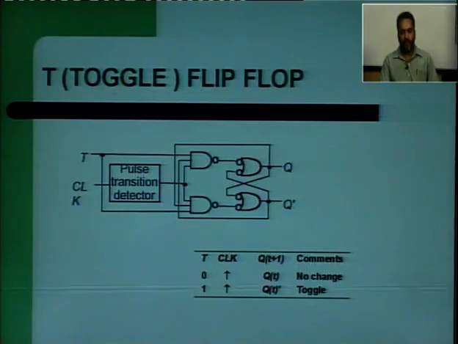In this case T0 means both J and K are 0, and there is no change in the state. If T1, meaning both J and K are 1, the flip flop will toggle its state, meaning it will change its state. The upward arrowhead shown at the clock means this is a rising edge T flip flop.